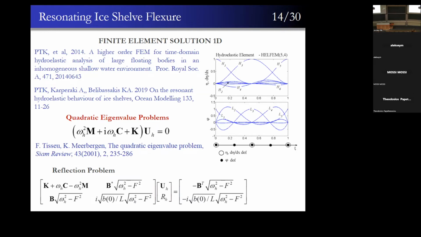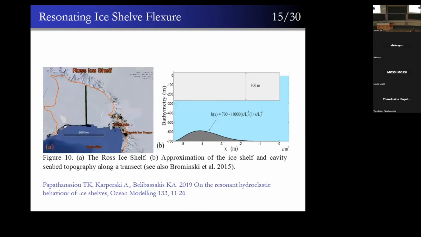We solve it as a reflection problem in 1D. We know the properties of the system. This quadratic eigenvalue problem has been well studied. And we use higher order elements with Hermite interpolation for the plate and Lagrange for the shallow water equations.